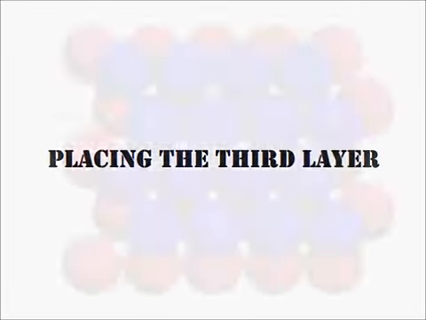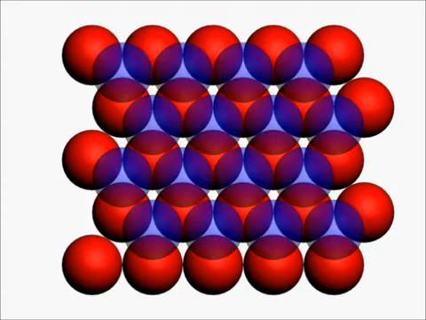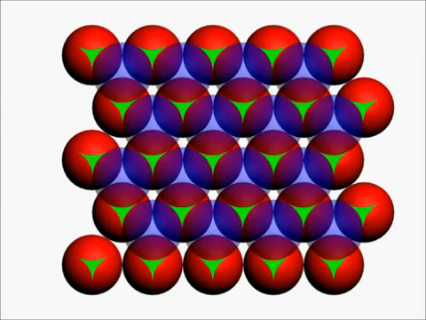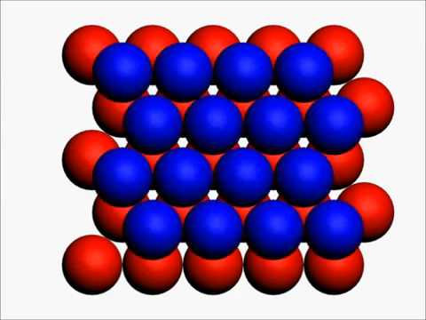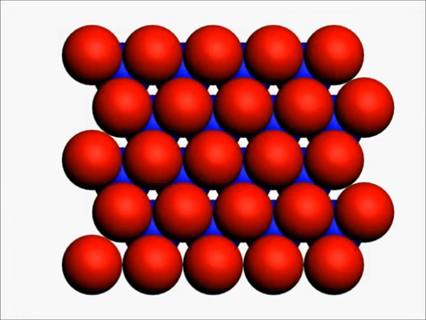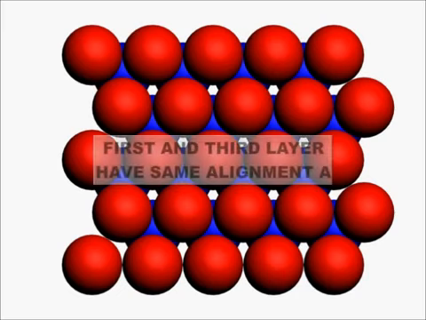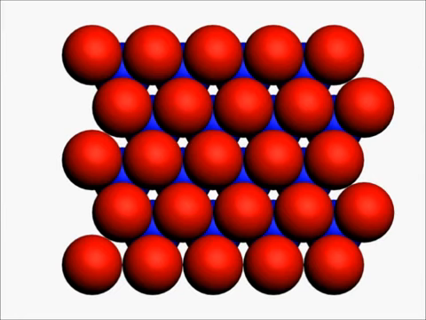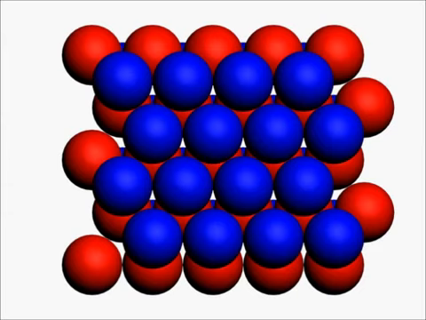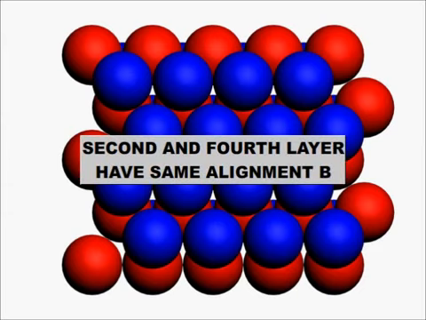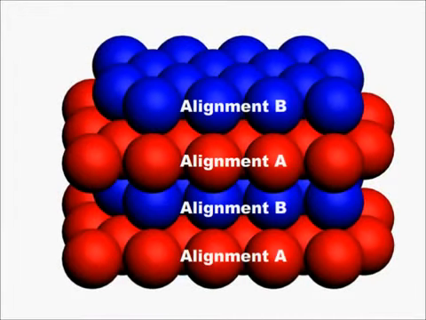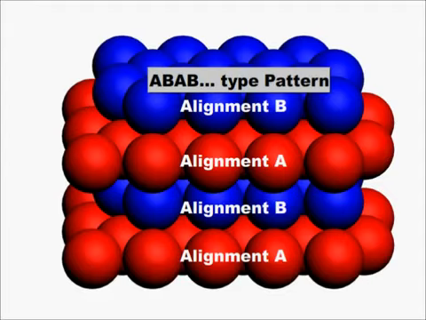Placing the third layer. This can be done in two ways. These are the triangular voids of the second layer that are not involved in making octahedral voids with the first layer. Placing the third layer above these voids is one way of placing the third layer. If we do this, we can see that the first and the third layer have the same alignment A. With similar reasoning, we keep a fourth layer on top of the third layer and see that the second and fourth layer have the same alignment B. This pattern of close packing is called ABAB type pattern.